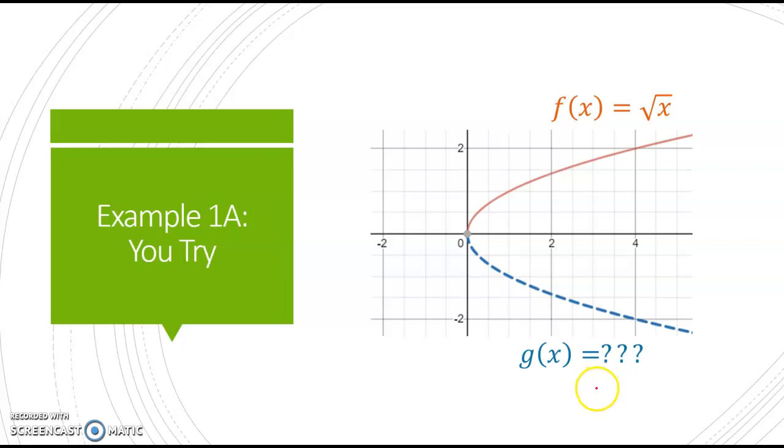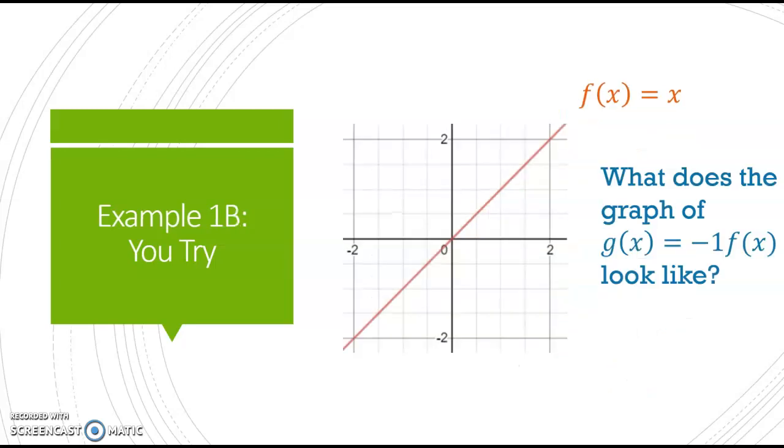Okay, my answer is that g(x) would be -1 times the square root of x. We don't always write the -1, sometimes we just write negative square root of x. So that is the function reflected across the x-axis. Try to imagine what the graph of this would look like. It's a reflection across the x-axis.